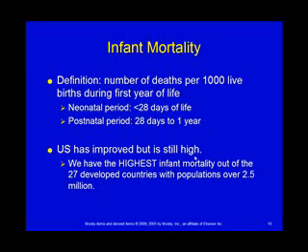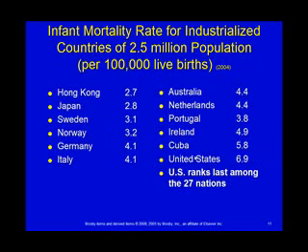In the U.S., we're doing better than we used to do in this, but we have the highest infant mortality rate out of developed countries. And for developed countries, they look at countries who have over 2.5 million of population. There's 27 of those. You will not have to memorize this, but this is just kind of to show what the typical numbers are, and that we are the highest. This doesn't include all 27, but just a scattering.